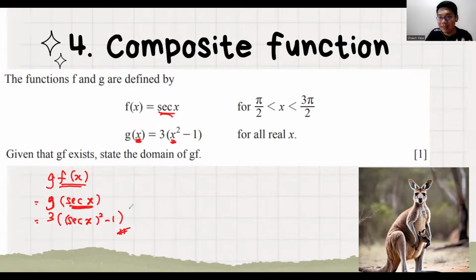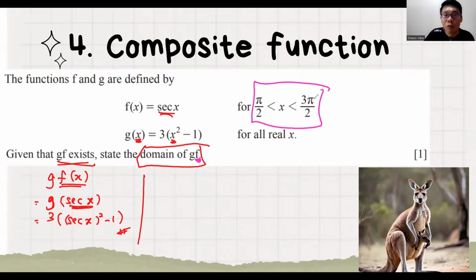It is exactly like your maths. So the part that we haven't learned, which is new to MS, is if gf(x) exists, what is the domain for gf? If they already tell you gf exists, then you just go and find the domain for the inner part. The inner part domain will decide the domain for your composite function. So the inner part is this. So my domain for gf(x) is just the same. Very easy.